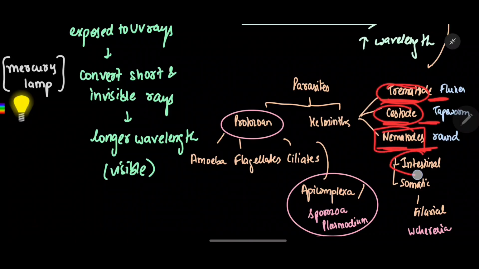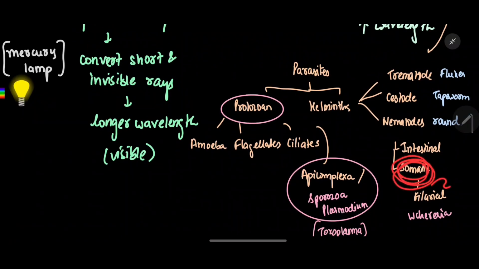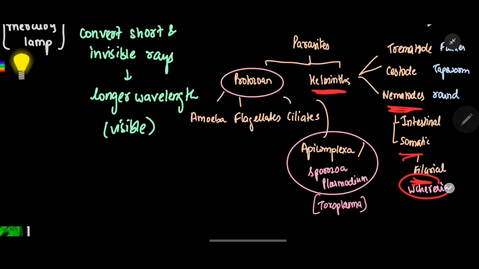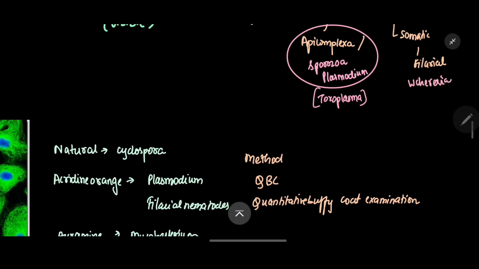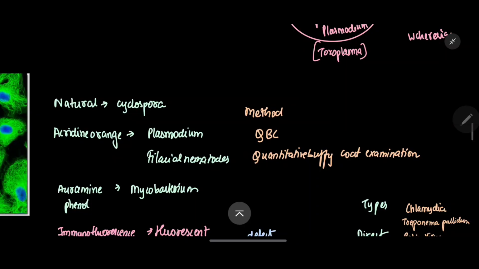Now your roundworms can be either in the intestine or they can be somatic, in other tissues. So among the somatic nematodes, there are filarial worms. They are called filaria because they are thread-like, and they are called nematodes because they are like roundworms. So your somatic filarial nematodes, which are helminths, like Wuchereria bancrofti and so on, cause filariasis. These also use acridine orange, and the method is called quantitative buffy coat examination. So basically, acridine orange is a type of fluorescent dye which is used for Plasmodium and filarial nematodes to be observed under a fluorescent microscope.